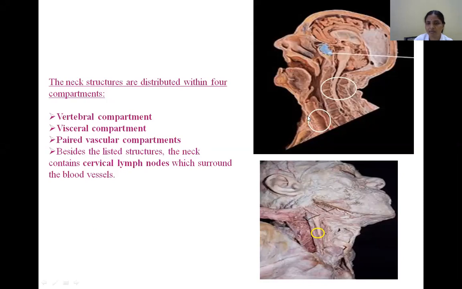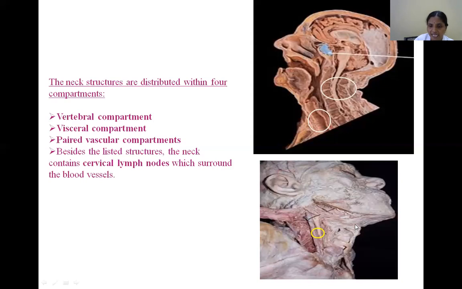And what else is present in this visceral compartment? The important glands are present. So what are those important glands? The thyroid and parathyroid. You see here, this is a thyroid gland. Okay, on the posterior border of the lateral lobe of the thyroid, we see small pea-sized structures, the parathyroid glands. So all these structures are considered in the visceral compartment.